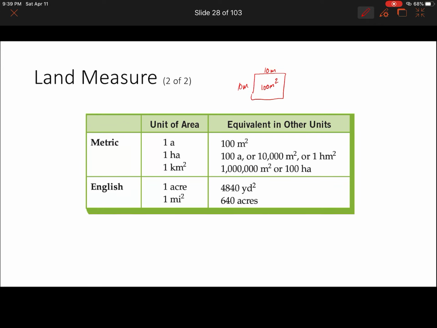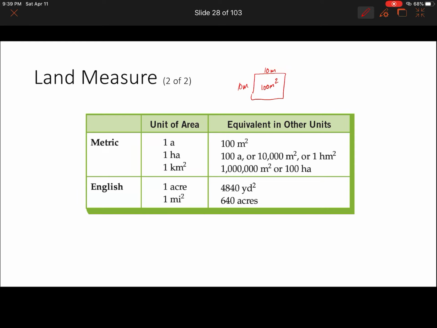Or it's 100 hectare. So if you think about a hectare being 10,000 meters squared, then 100 of those would be a kilometer squared. Again, we don't use those a whole lot. What we do tend to use in the United States is acre and square mileage.